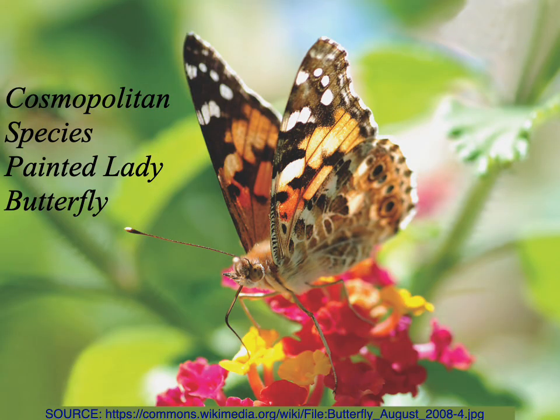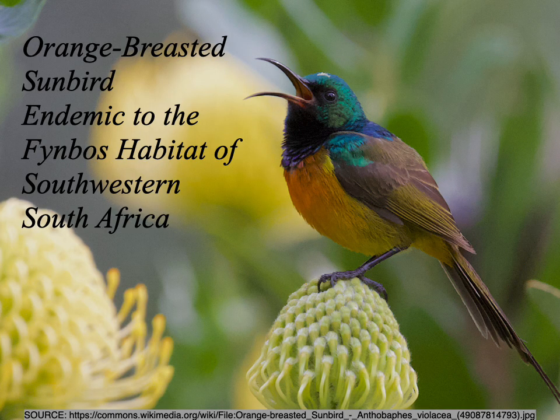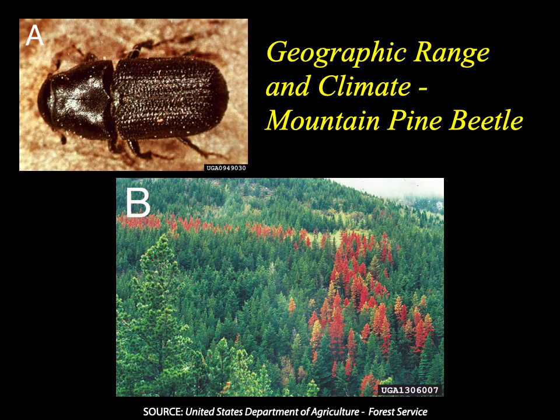Here's an example of a cosmopolitan species. You've all seen these painted lady butterflies. They're found almost all over the world. Here's an example of a species that is highly endemic: the orange-breasted sunbird, found only in a small area of southwestern South Africa in a particular habitat. An example of a species whose geographic range has shifted over the last few decades is the mountain pine beetle. Mountain pine beetles are now killing off trees in southern Canada. Originally, they were found to the south only in the United States.